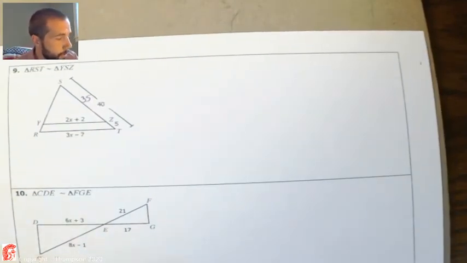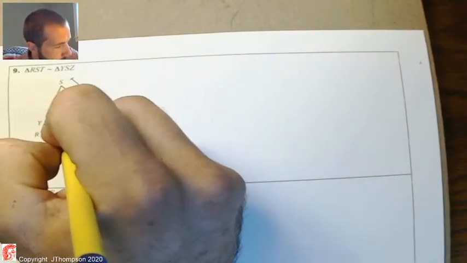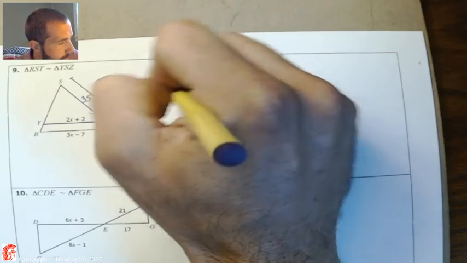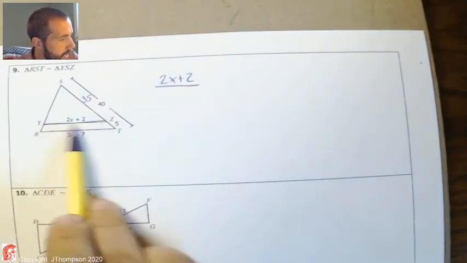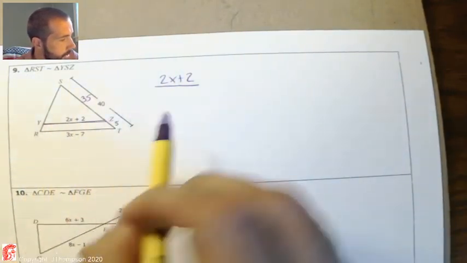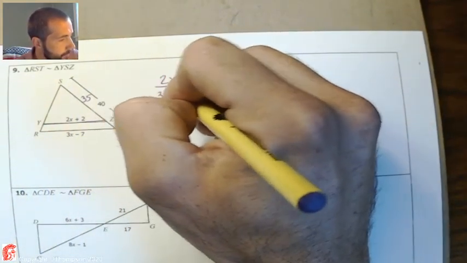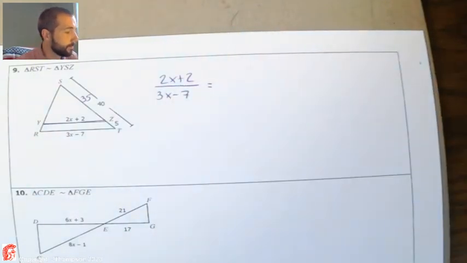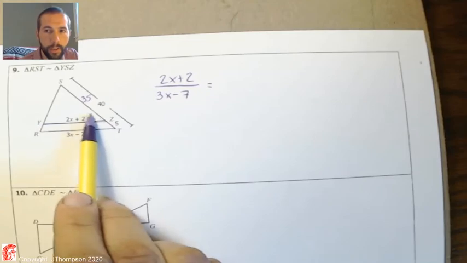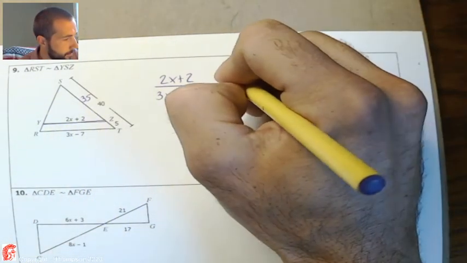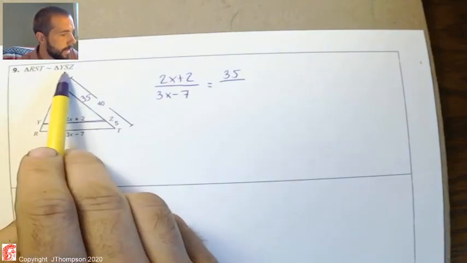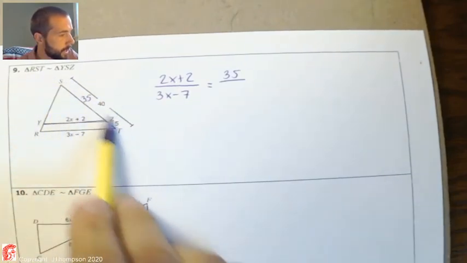Okay, now we're going to set up our proportion. So I'll start with the 2x plus 2. The 2x plus 2, that's YZ. YZ corresponds with RT. So RT is the 3x minus 7. Okay, so I did the small side. So now I'm going to do the other small side, which is 35. 35 is SZ. SZ corresponds with ST, which is the entire length, 40.